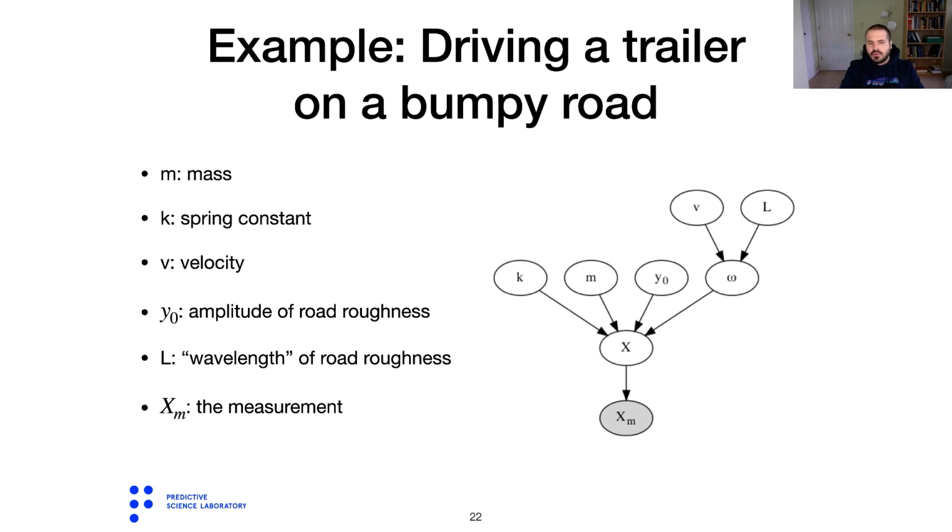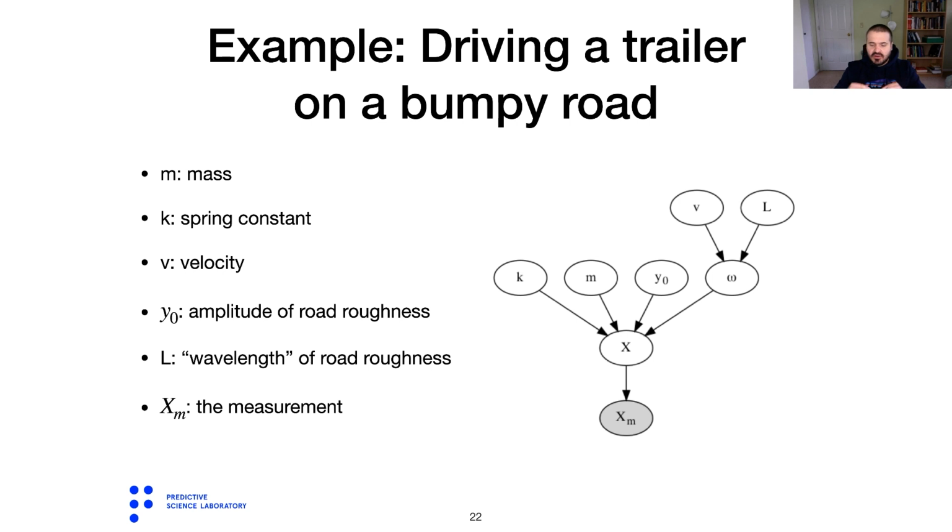In the trailer example that we saw in the previous video, let's say we have a pretty good idea about k, m, and maybe the velocity with which we're traveling, and we don't know y naught and l, the amplitude of the road roughness and the wavelength of the road roughness. But let's add a sensor to the trailer that measures the amplitude of the oscillation, and that sensor gives us the measurement xm. I have separated xm from x, which is the actual amplitude, because the sensor gives us a noisy version of the true amplitude. It doesn't see exactly the true amplitude, it sees the true amplitude plus some noise. So that's why the measurement node is distinct from x, which is the actual value of the amplitude.